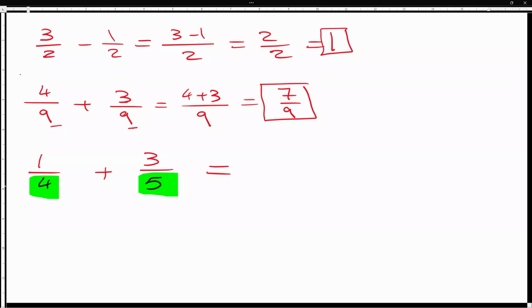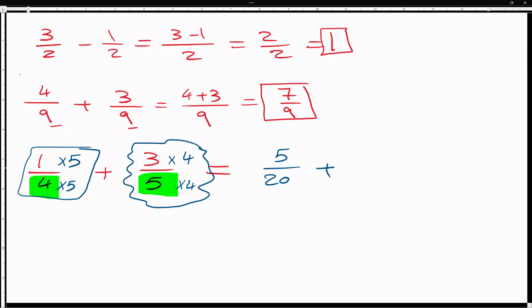Look at that. This is 4 and this is 5. So I'll multiply this by 5. Whatever I do to the bottom, I do to the top. I'll multiply this by 4. Whatever I do to the denominator, I do to the numerator. By doing this, I've created a new question. The new question is, this is 5 out of 20 plus, look at that, 12 out of 20. From here, it's really easy to do. I'll leave the 20 in peace, and then 5 plus 12, which is 17. And that's it. This is my final answer. I cannot simplify it anymore because 17 is a prime number.